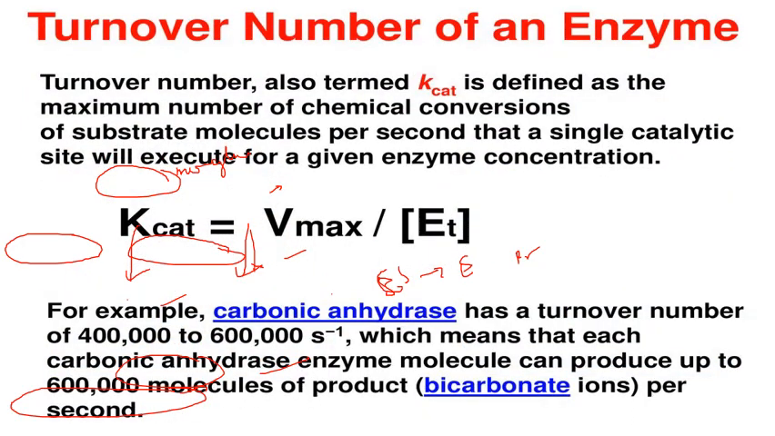Then one important term which is related to enzymes is known as the turnover number of an enzyme. So turnover number of enzyme simply एक ऐसा नंबर जिसमें एंजाइम कन्वर्ट करता है सबस्ट्रेट को प्रोडक्ट में इन अ गिवन टाइम. So turnover number is also termed as Kcat. Kcat is defined as the maximum number of chemical conversions of substrate molecules per second that a single catalytic site will execute for a given enzyme concentration. So enzyme कितने टाइम पे कितने substrates को प्रोडक्ट में कन्वर्ट करता है, that is its turnover number. So Kcat is equal to Vmax by Et.